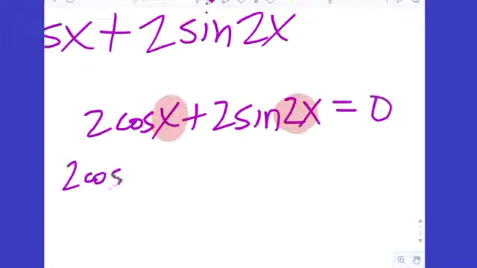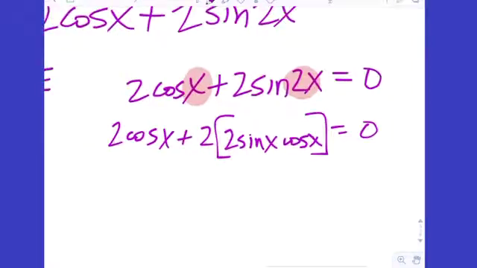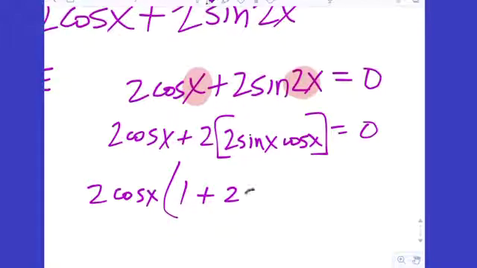So we got 2 cosine of x plus 2 times the double angle for sine. Sine of 2x is 2 sine of x cosine of x. That's not the first time we've seen that this year. And now we look for a common factor, and in both of them we have a common factor of 2 cosine of x. That leaves us a what in the first term? 1, not a 0. Good. Plus a 2 sine of x.